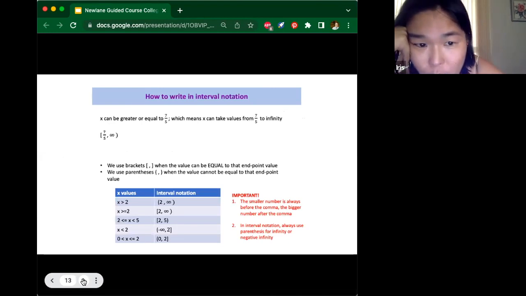So when x is greater or equal to 7/5, it means that it can go from 7/5 all the way to infinity. So we put it like this: 7/5 on the left, and then comma, and then infinity, and then a parenthesis. And on the left, it's a closed bracket. So here I say we use brackets when the value of x can be equal to the endpoint value. Like in my solution set, x can actually be equal to 7/5, so I put the bracket next to the 7/5.